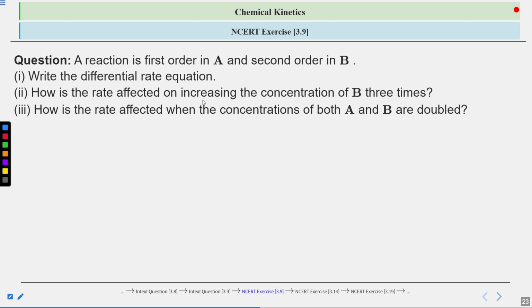Secondly, how is the rate affected on increasing the concentration of B three times? You have to tell how the rate is going to be affected if you increase the concentration of the B reactant by three times. Third question is how is the rate affected when the concentrations of both A reactant and B reactant are doubled? When both are doubled, how is the rate going to be affected? You are given some time, try to solve this, then we will see the correct answer.